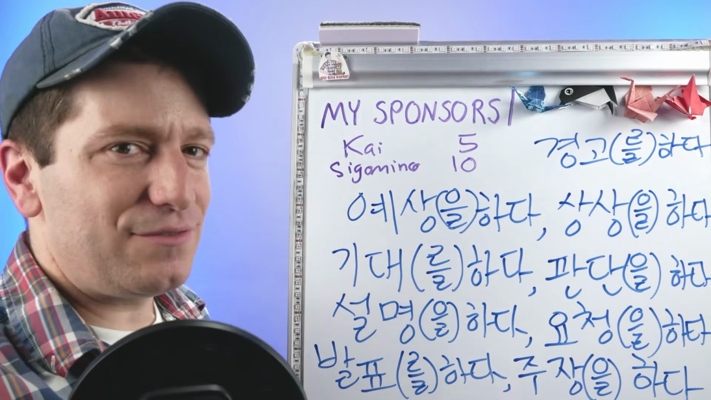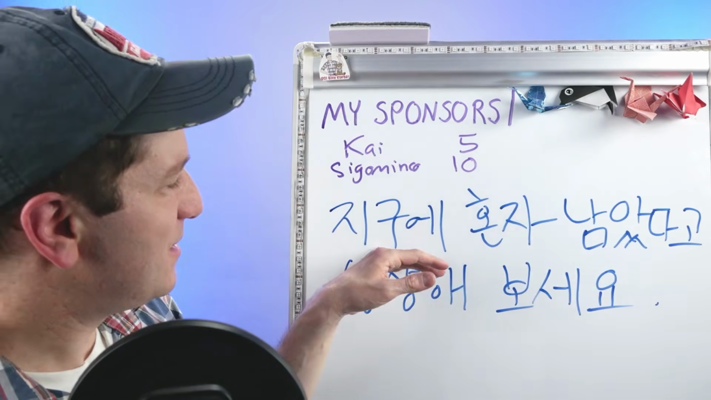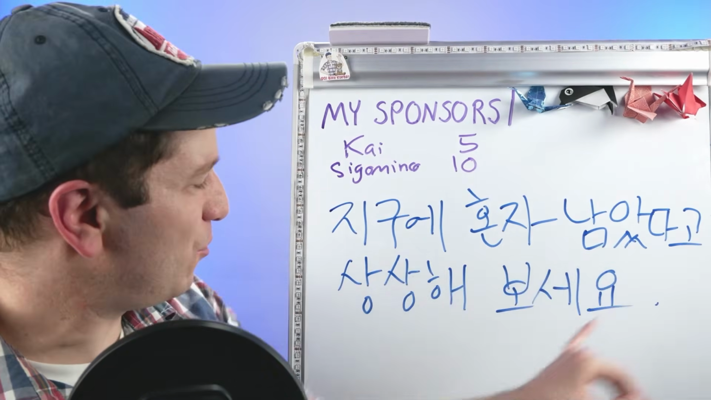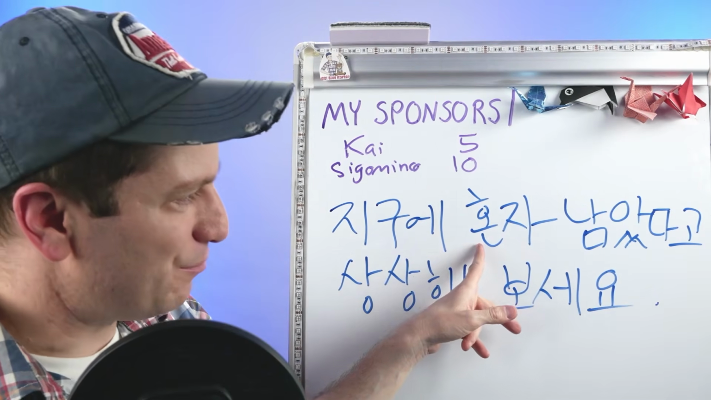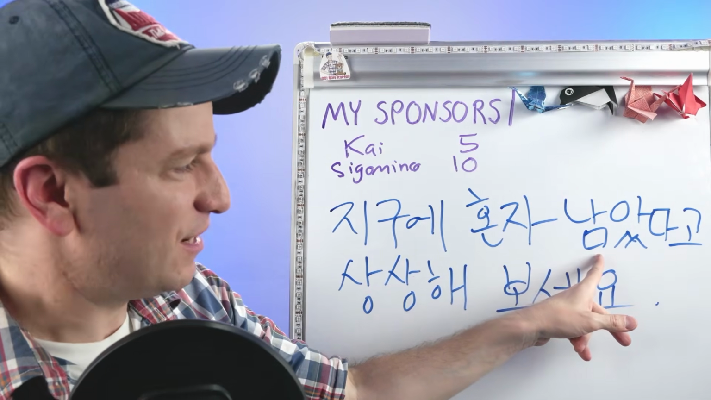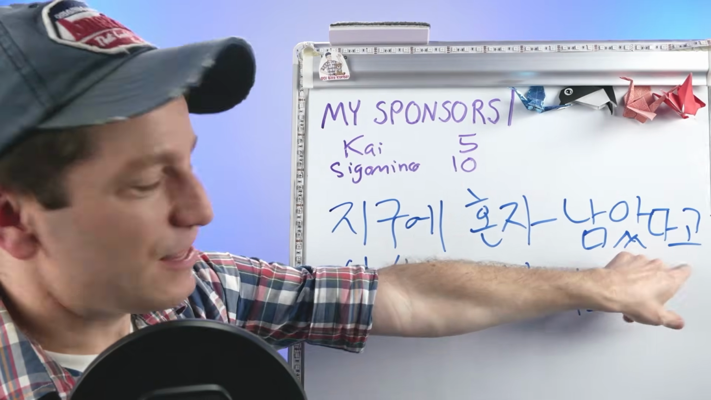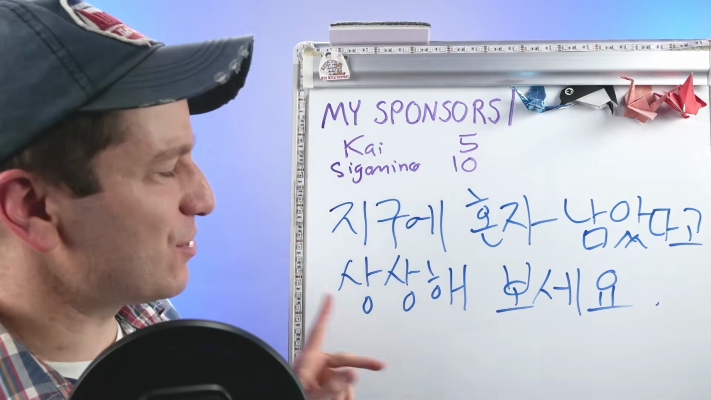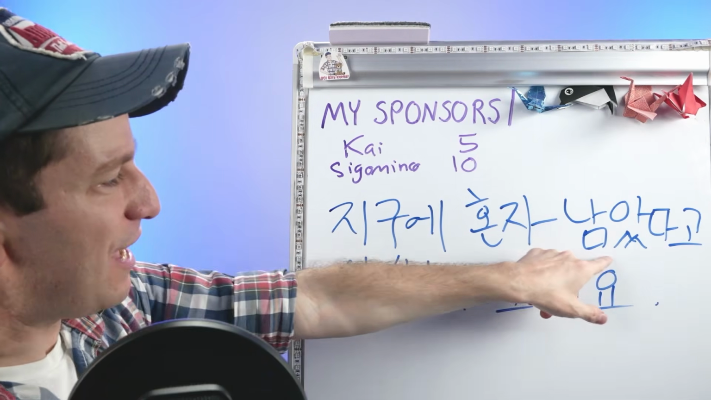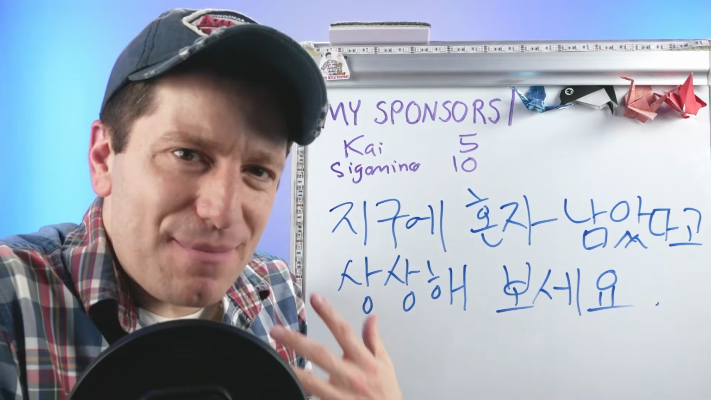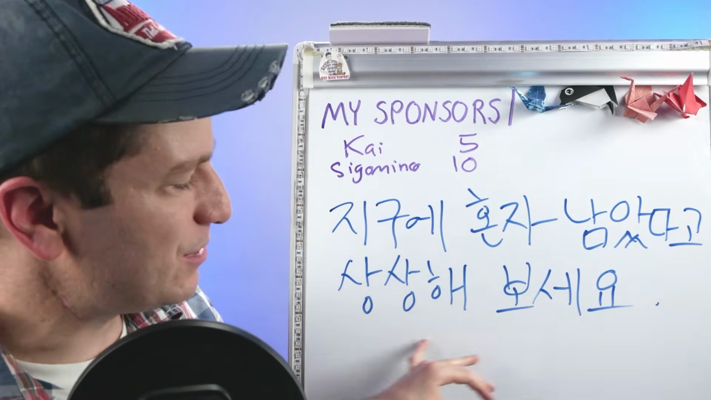But I also wanted to give you a few example sentences using some of these. 지구에 혼자 남았다고 상상해 보세요. 지구 is the earth, 혼자 is alone, by yourself. 남다 is to be left. So 남았다고, past tense. You were left alone on earth. That 상상하다 is to imagine. So imagine, 상상해 보세요. Try imagining that you were left alone on the earth. 지구에 혼자 남았다고 상상해 보세요.